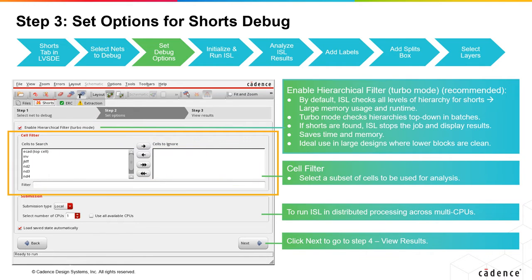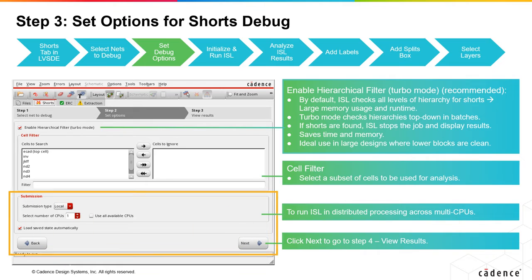The cell filter can be used to select a subset of cells to be used for analysis. The cell filter panel is divided into 2 sections: cells to search and cells to ignore. By default, the interactive short locator uses all cells during analysis. Use the arrow buttons to select or ignore the cells to be used for analysis.